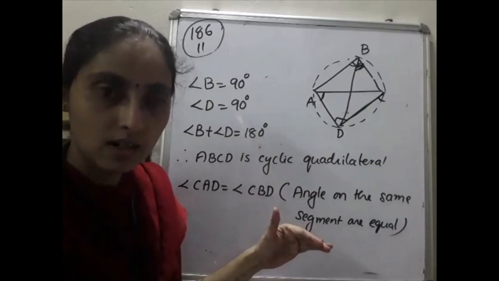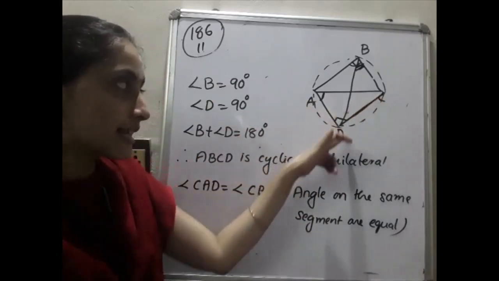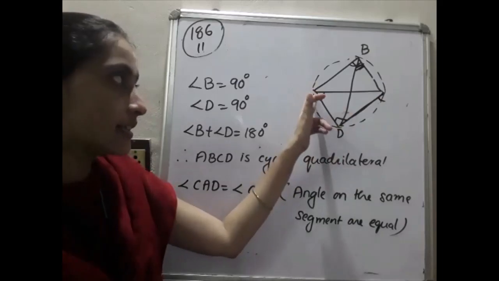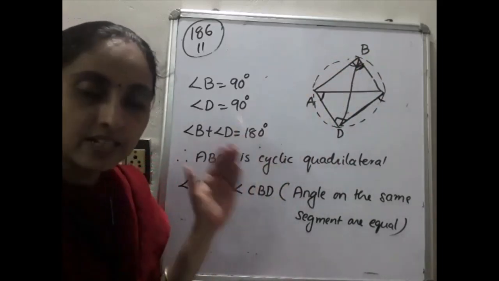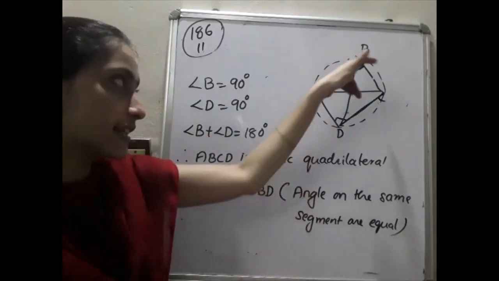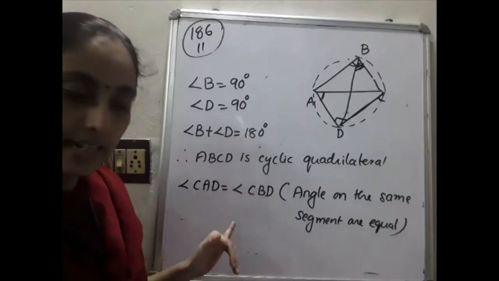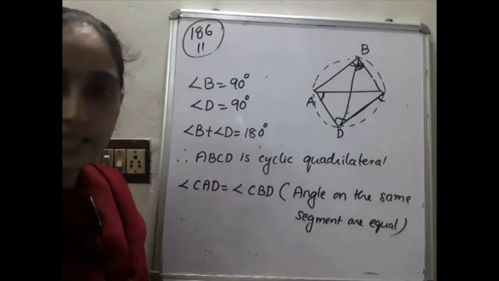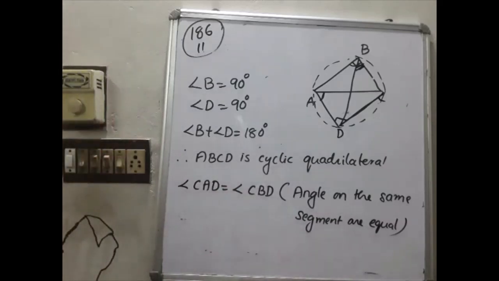If it is a cyclic quadrilateral, then CD is one chord and these angles are on the same segment of the circle. If they are on the same segment of the circle, the angles are equal. So this angle is equal to this one. That we got as our answer, that is angle CAD is equal to angle CBD. Hence the proof. Okay. Then we will move to the next question.